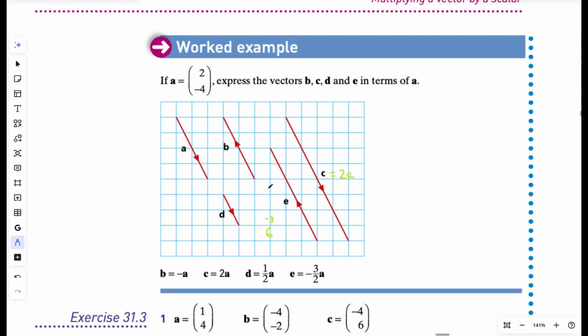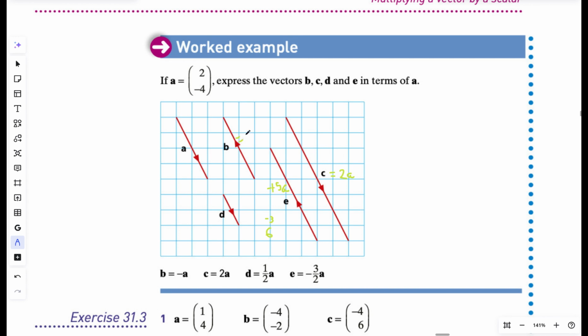This one is equivalent to 1.5, or 3 over 2. You can say minus 1.5A. This vector is minus 1.5A. Why do I use minus? Because it's not going in the direction of A. It's going in the opposite direction of A. This one is minus A. This vector is equal to minus A.